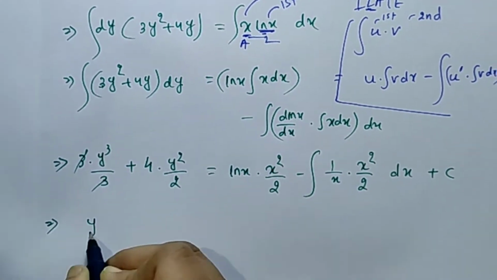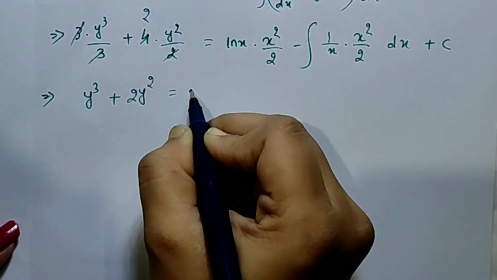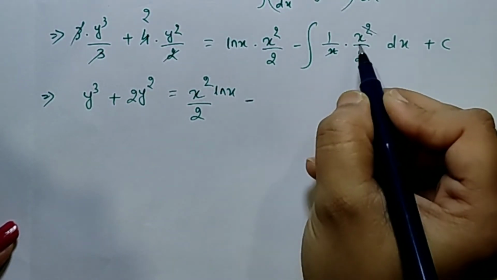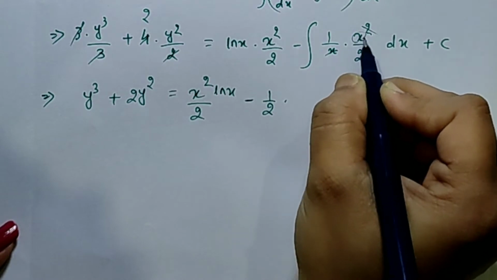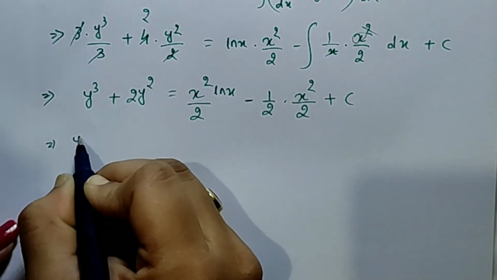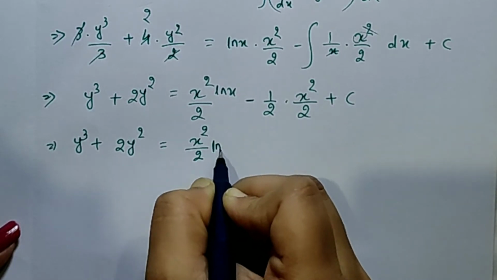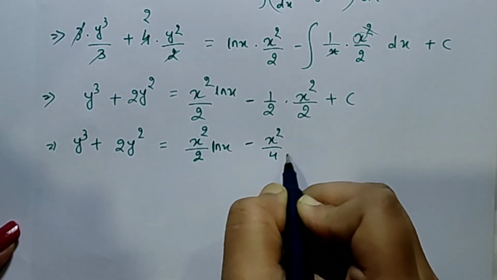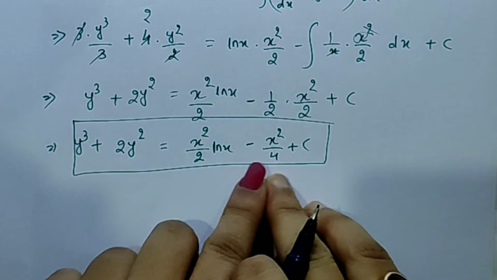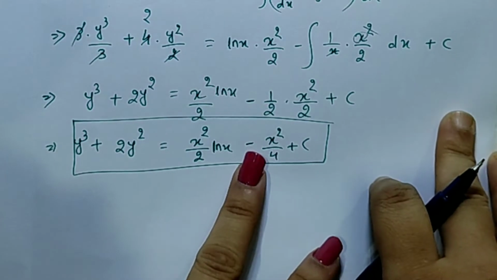3 cancels out, this is y cube plus 2 2s are 4, this is 2y square is equal to x square ln x by 2 minus, 1 x cancels out, this is 1 by 2 is constant and integration of x is x square by 2, plus c. Which implies y cube plus 2y square is equal to x square by 2 ln x minus x square by 4 plus c. This is our general solution. If you want to take x square by 4 common, then you can also take that common, or this can be your answer.